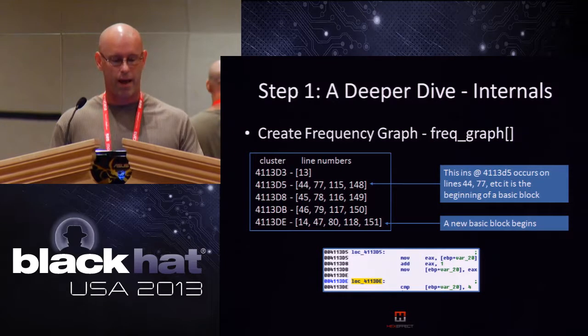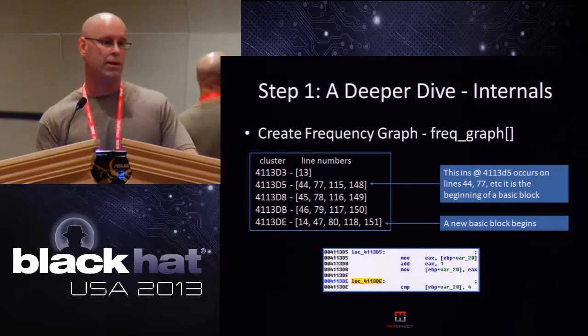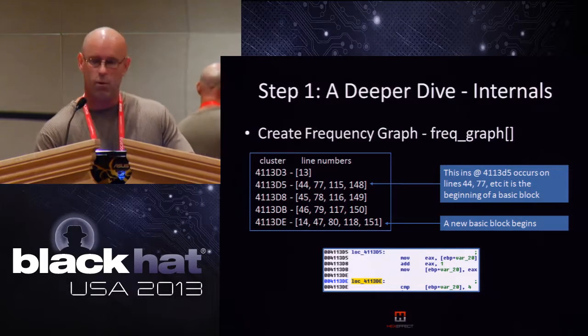So when I created a hash table on all the virtual addresses, okay? What's worth explaining here is, do you see where it says 413D5, D8, DB? Look at those line numbers. That line number is the line number in the run trace. So 44, 77, 115, 148. Again, that's where that exact instruction is being executed in the run trace. Of course, D8 and DB follow that, right? But what's interesting is look at DE. It also has sequential numbers, except it starts with a 14.